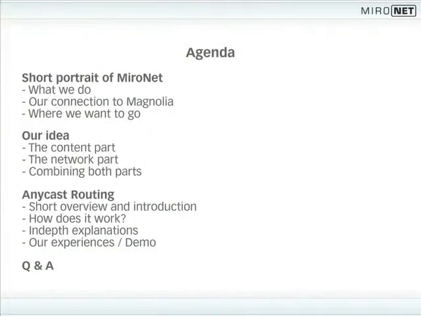So what's on our agenda today? First, I would like to give you a short portrait of MiroNet, some words on what we do, what's our connection to Magnolia, why are we here, and maybe one or two words on where we want to go and what we want to achieve. After that, we'll move on to our idea. We have a content part and a network part, and we think combining both parts will give us interesting results for Magnolia-driven websites.